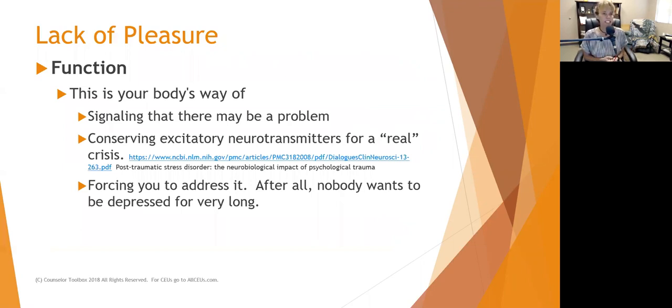People don't want to stay blah for very long. That's just not how we want to live. So it often motivates people to address it. Lack of pleasure can also be a way of getting people to slow down. If they're under stress and too wound up, it may be the body's way of saying, all right, I'm going to shut you down. I'm going to take away your motivation, so you're going to sit your butt on the couch.